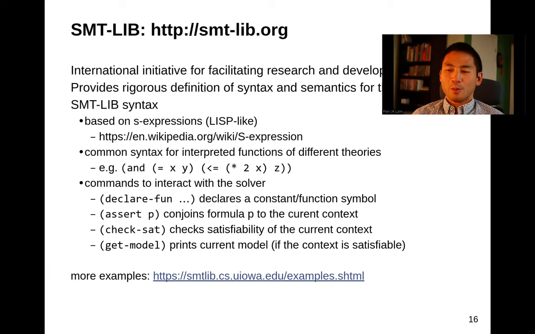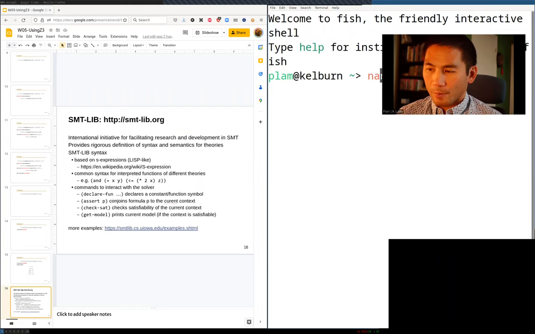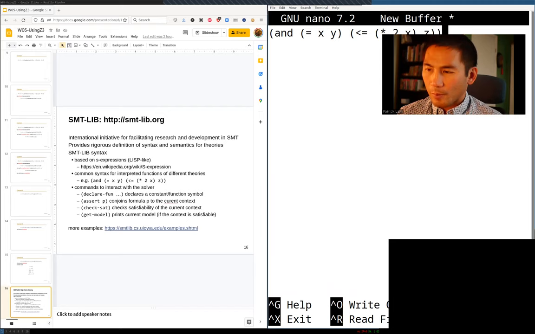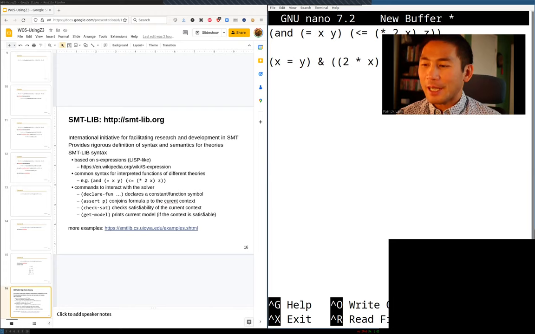So we have, for instance, and, x, y, and greater than or equal to 2 times x plus z. We can also write that expression in the more usual infix notation. You should know this from, like, CS241 or EC351, but let's just do that as well. So that's like x equals y and 2 times x less than or equal to z. If I had better technology, I would write that in a tree. But look, this is not CS241. You know this.